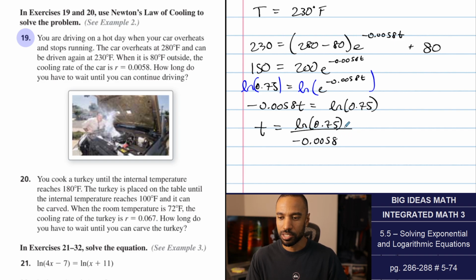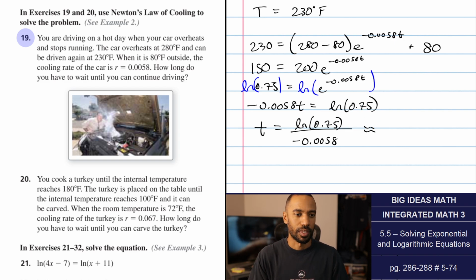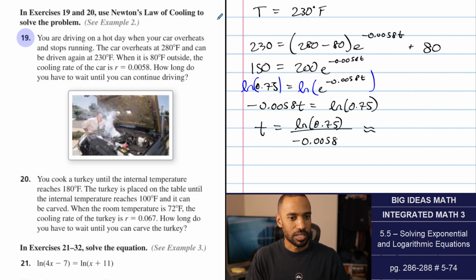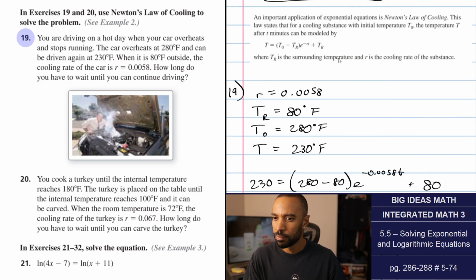Do I expect the correct answer? We'll see. Let's see how long this takes. Time is in what? T is in... Doesn't say. Is T represented in the initial thing here?